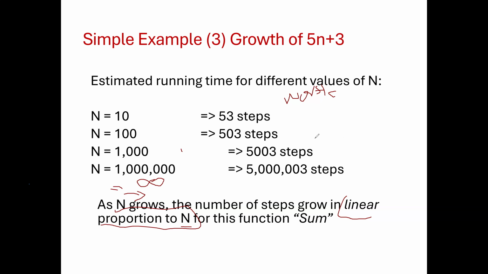So we are not analyzing to know whether it will do 5,003 steps or 5,000,003 steps. No. We are analyzing to understand how this algorithm will behave as n trends towards what? Infinity. And we know that as n is moving towards infinity, the number of steps it will need will be growing in linear proportion. So it will also be trending towards what? Infinity.